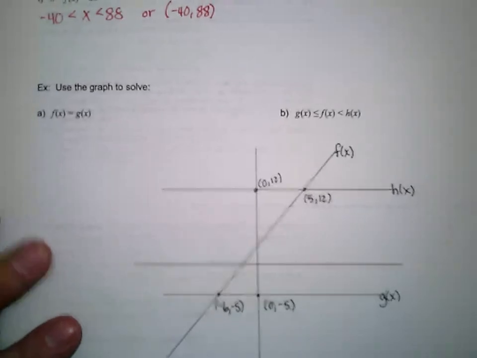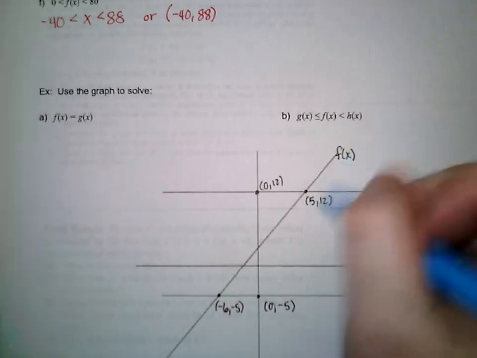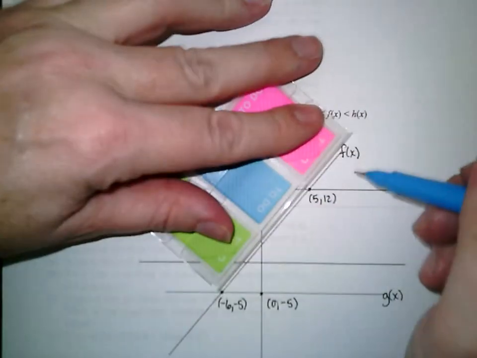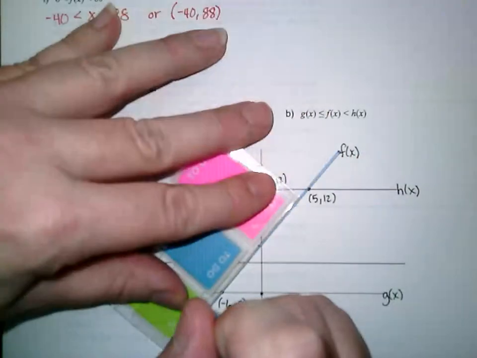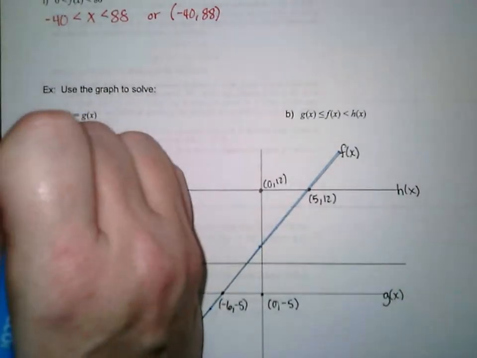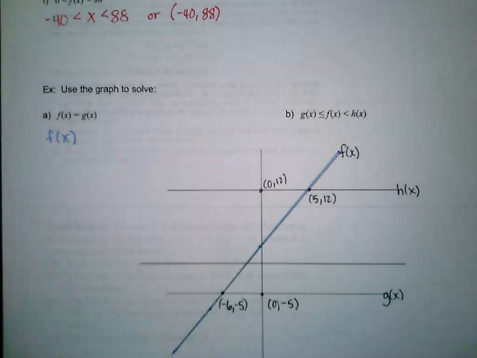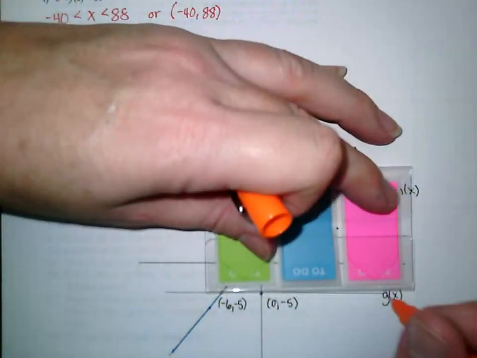Let's use this graph to solve where f of x equals g of x. So f of x is this slanty line. There's got to be a better word than slanty. Oblique line, how about that? That sounds more mathy. So here's f of x. So I'm wanting to know where is f of x, which is my blue graph, equal to g of x. G of x is going to be this one down here.